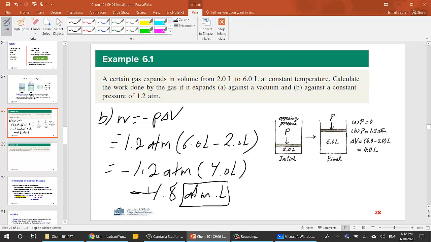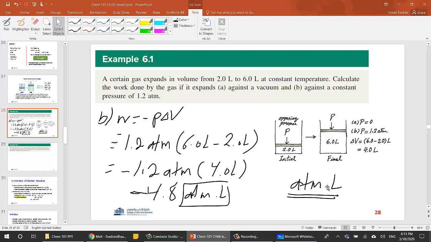This unit, the atmosphere liter, is a unit of energy. It's not equal to joule, there is a conversion factor, but atmosphere liter is a unit of energy, just like calorie and joules and all that. So the answer is minus 4.8 atmosphere liter.